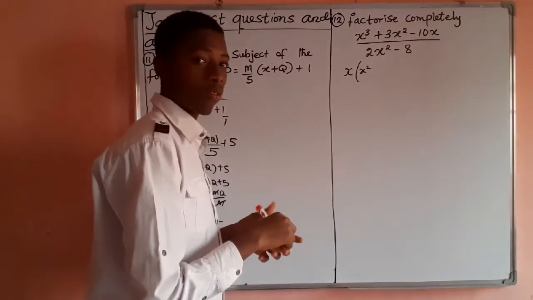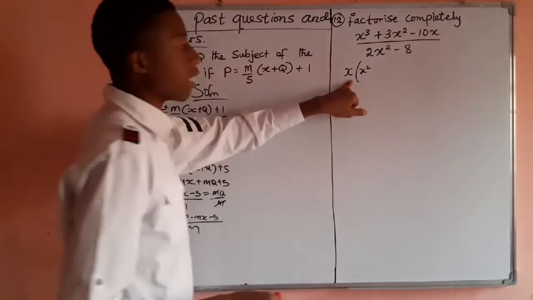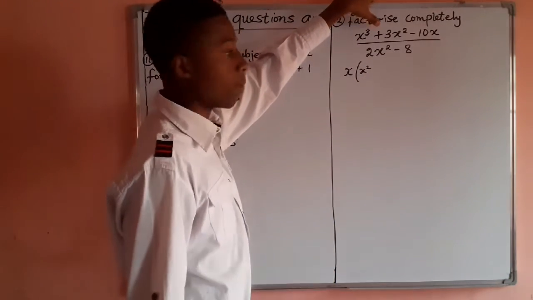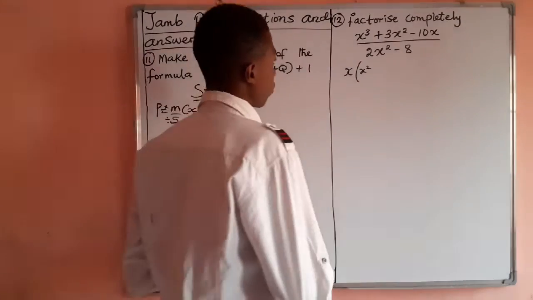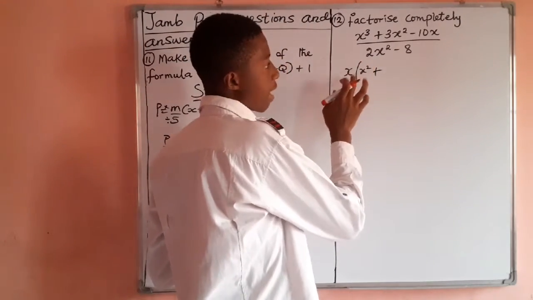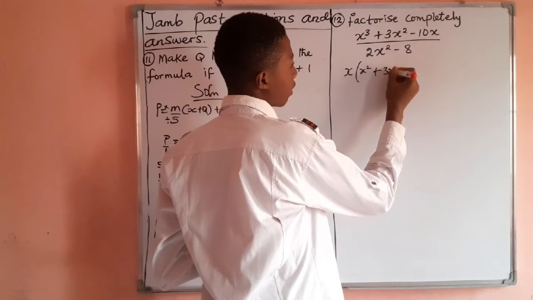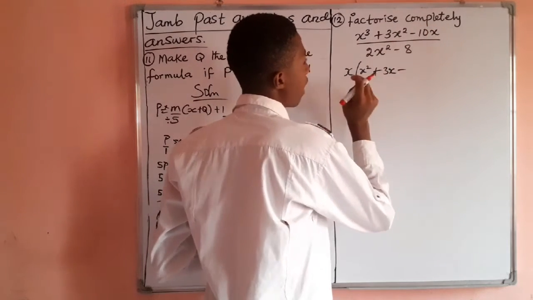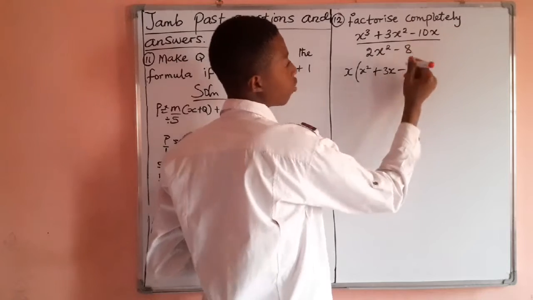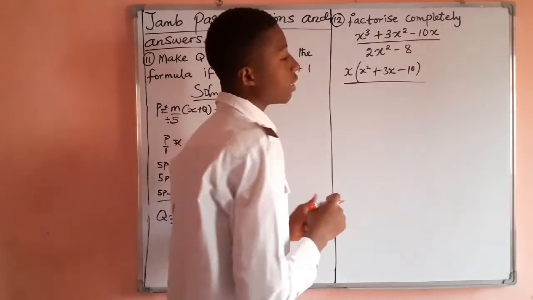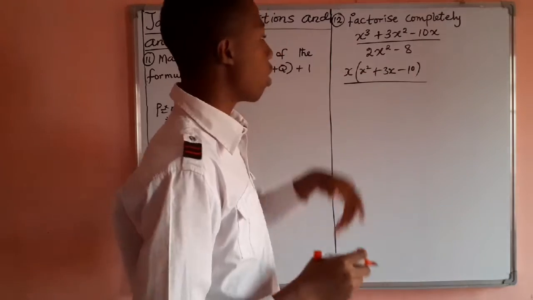Why do I have x squared now? Because this x outside the bracket will be cancelling 1x from here, leaving it with 2, plus 3x squared divided by x will give you 3x, because the x is dividing 1x over here, minus 10x divided by x, 1x will be cancelled, remaining 10. Close the bracket. You do the same thing you did above below.